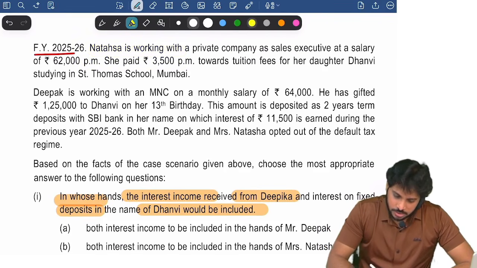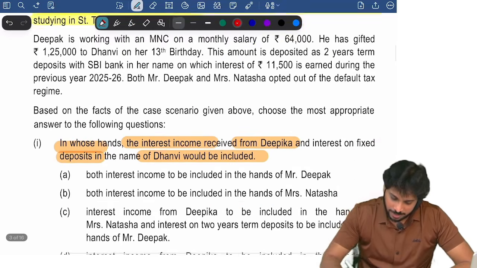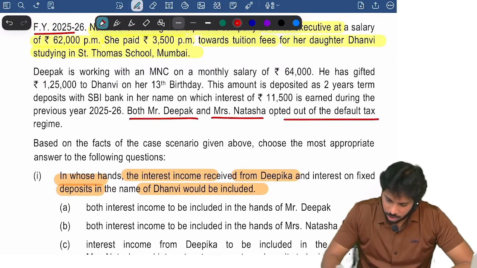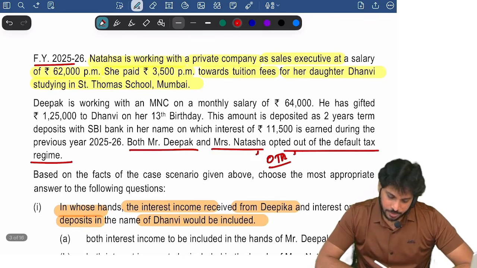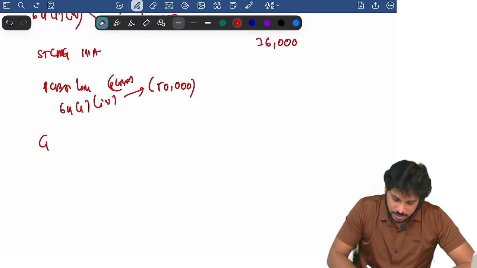Natasha is working with a private company as a sales executive at a salary of 62,000 per month, and she paid 3,500 towards tuition fee of the daughter Dhanvi. Yes or no? By the way, both Mr. Deepak and Natasha opted out of the default tax regime, which means the optional tax regime. Correct? Fine. So Natasha is working with a private company, 62,000 per month salary. What is the income from salary? I will directly compute.